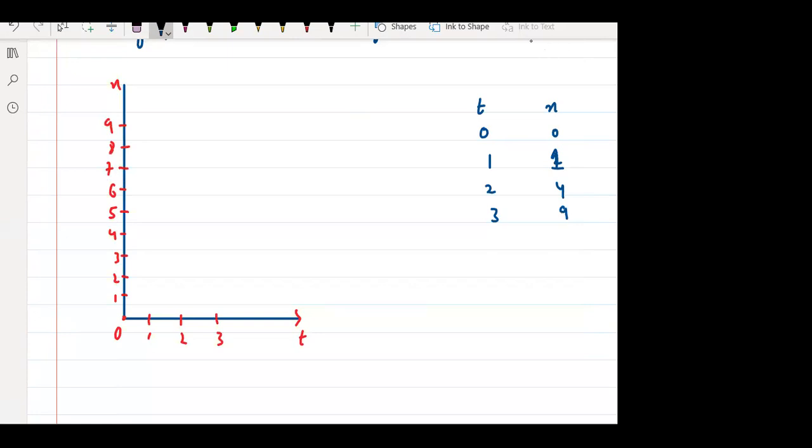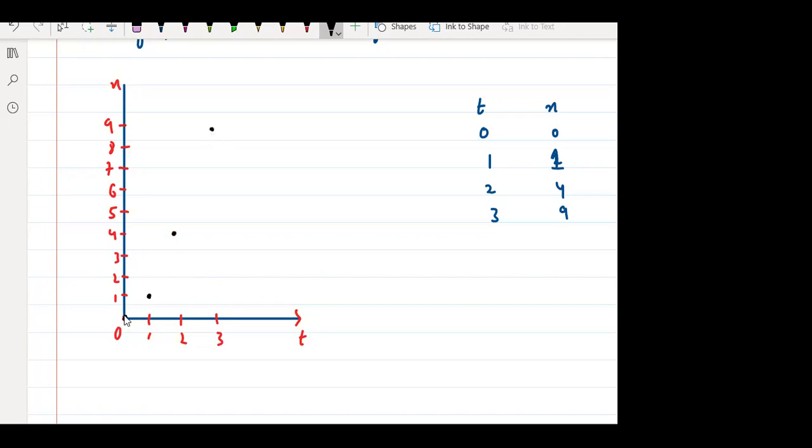Yes, Bindu, I'll explain the red line, don't worry. Let me explain this first. When time is 0, x is 0, this point. When time is 1, x is 1, this point. When time is 2, x is 4, it will become this point. When time is 3, x is 9, it will become this point.